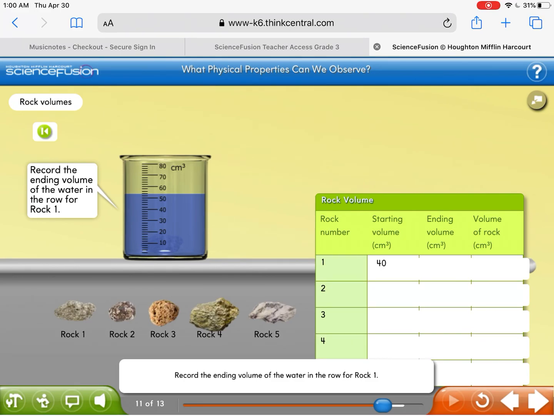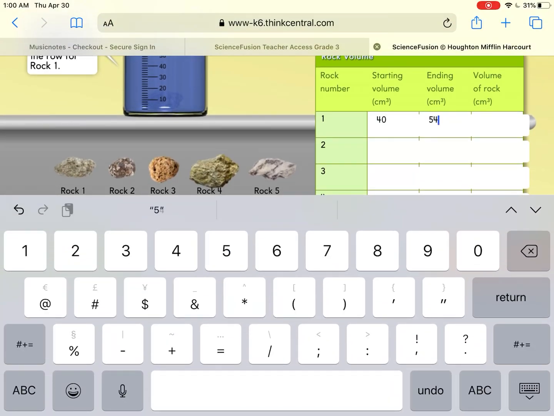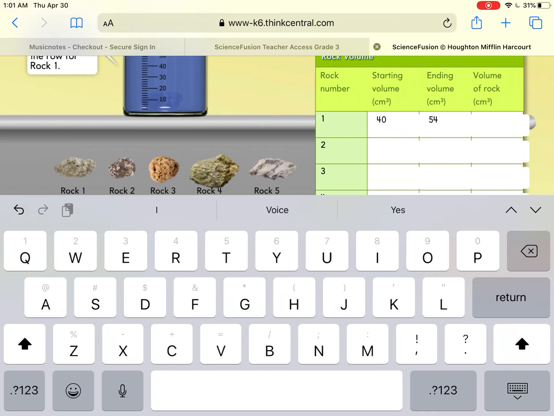All right, so it's above the 50 and below the 60. So let's see how many little lines are in between. 1, 2, 3, 4. So it's counting by 2. So 50, 52. So it's right at 54 cubic centimeters.